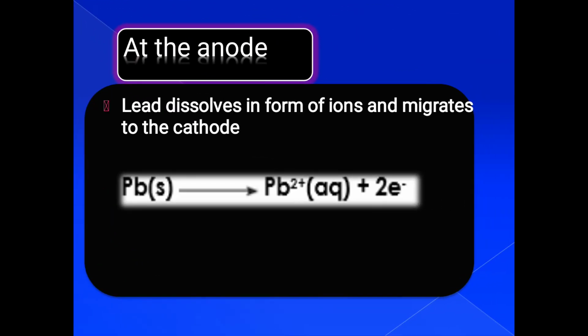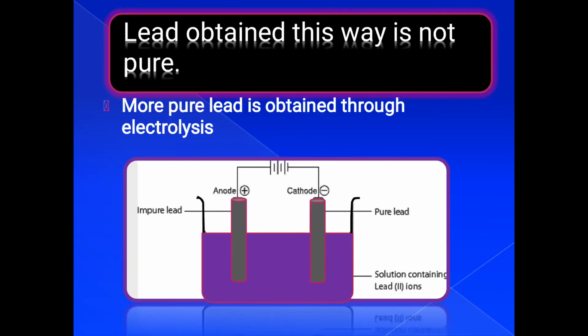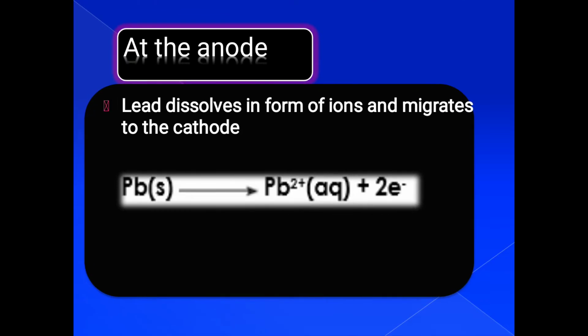At the anode, the lead dissolves in the form of ions and migrates to the cathode. So our impure lead dissolves into the solution, and because the cathode is negatively charged, the lead ions are attracted or migrate towards the cathode. And upon reaching the cathode, they are now reduced. The lead dissolves to form lead ions which now migrate to the cathode.